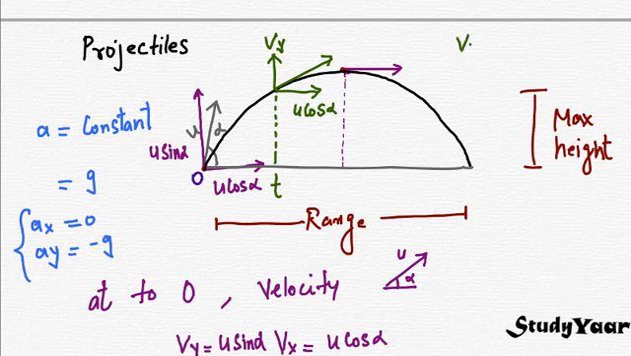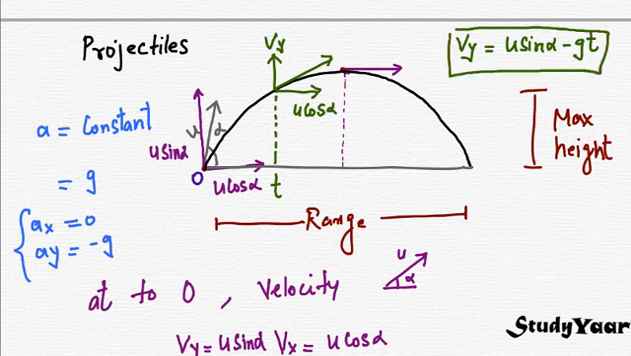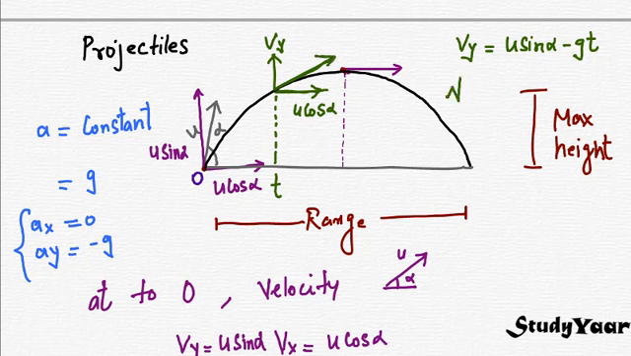You can do that by using v is equal to u plus at. So what we have is vy is equal to u, which is u sine alpha, minus gt. Therefore, at any given time, your velocity in the y direction is given by this, and your velocity in the x direction is constant. Therefore you can calculate your velocity, which is going to be what?